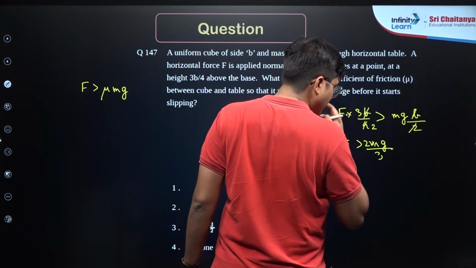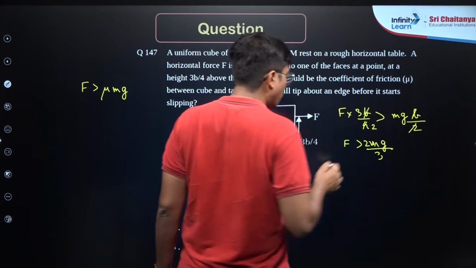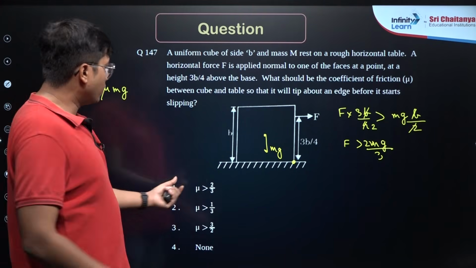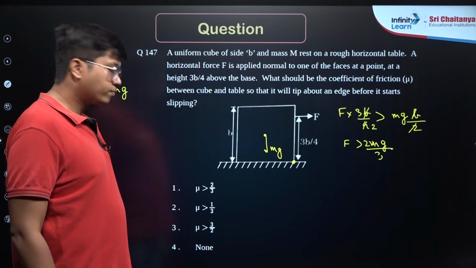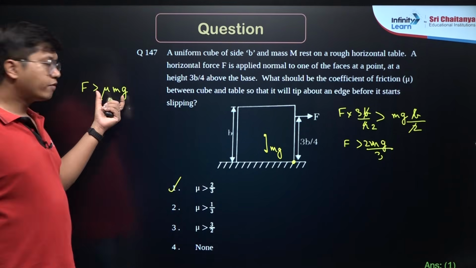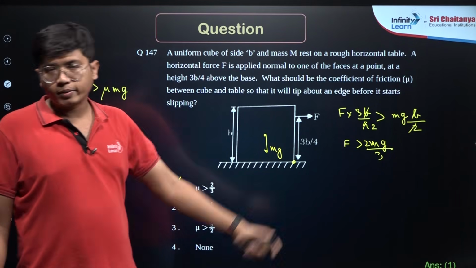2mg divided by 3. So the criteria that we need over here is mu has to be greater than 2 by 3. That's it. It is option 1. Here it was mu mg, there it was 2 by 3. So mu had to be greater than 2 by 3.